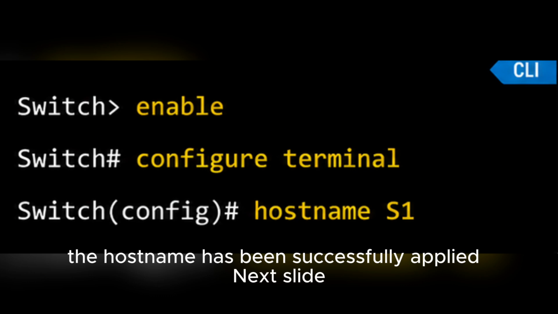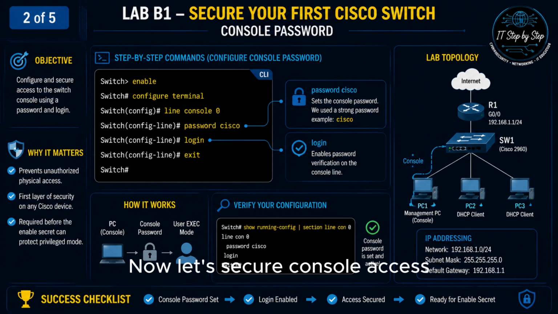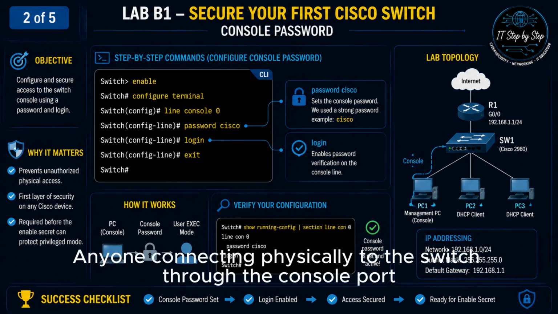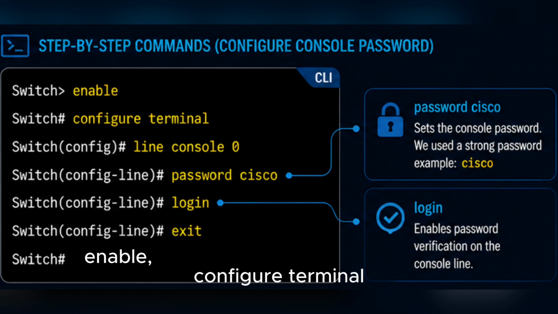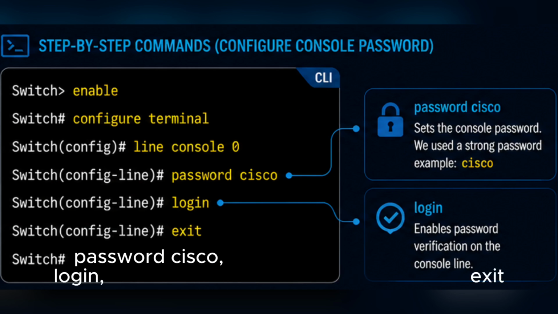Next slide. Now, let's secure console access. Anyone connecting physically to the switch through the console port should be required to enter a password before gaining access. Enable, configure terminal, line console 0, password cisco, login, exit.